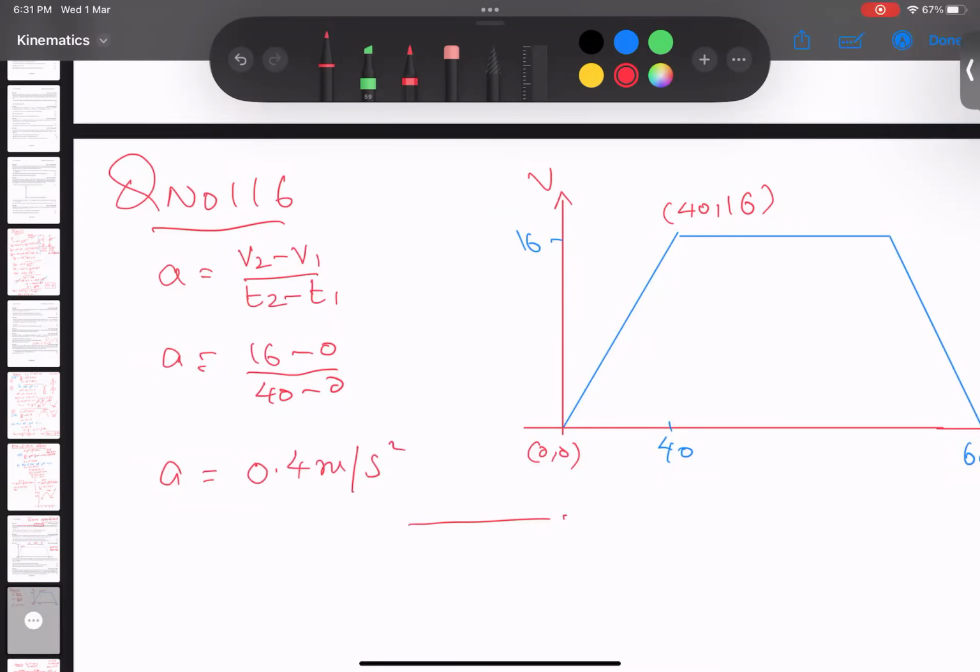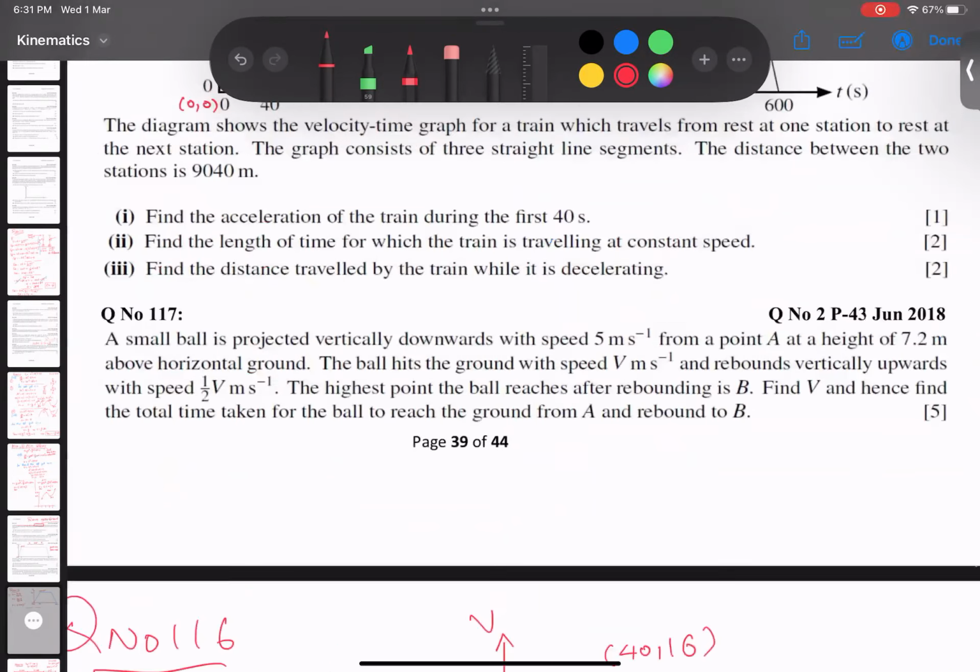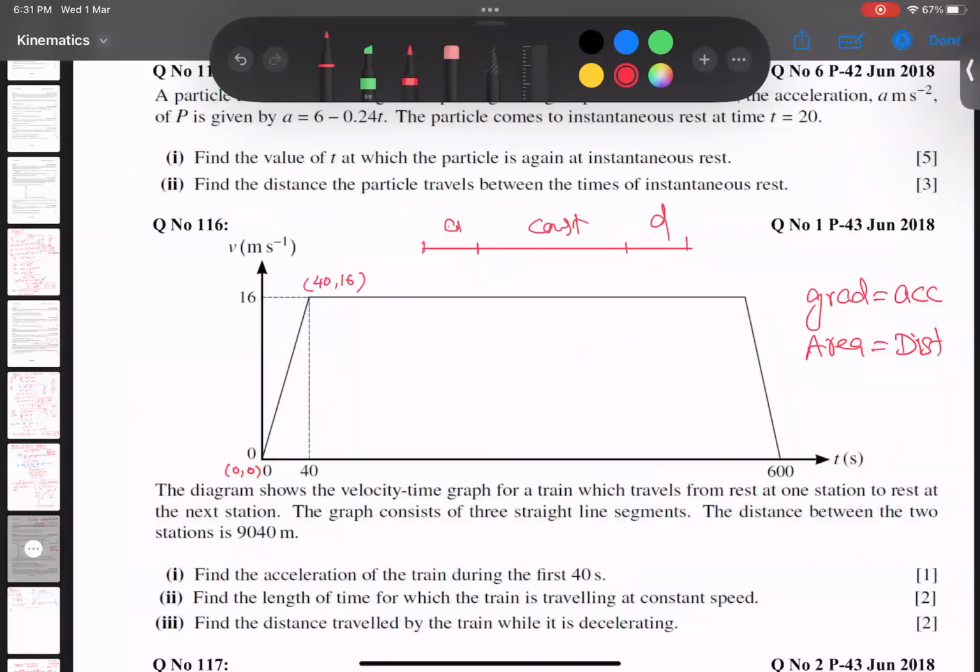So the first part is done. Let's go for part number 2. What is he asking further? Just keep an eye on this: meters per second here and seconds here. This is very important. Sometimes he gives different units, so we have to check carefully.